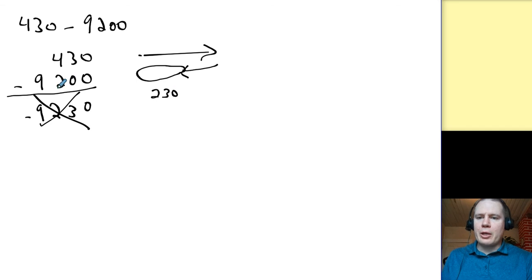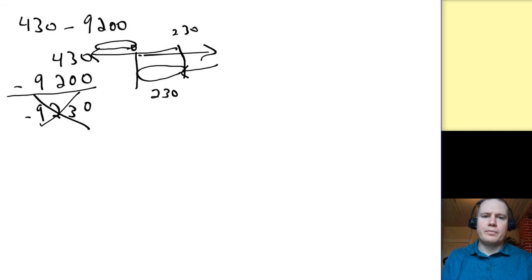But I'm not just backing up 200, I'm backing up another 9,000. That's 230, so if this is 0, here's 230. I'm going to continue backwards another 9,000, and I need to know how far to the left I've gone after that, right? In order to just do column subtraction, the number that's further from 0, the 9,200, has to go up top.